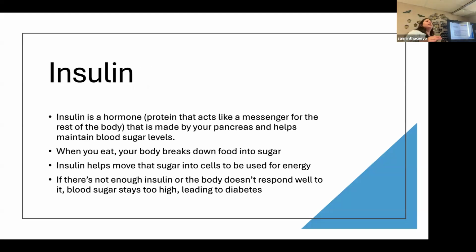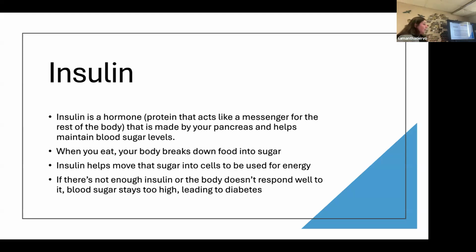Does anyone know what insulin is? What is it? Okay. And does anyone know what it does in your body? Okay, it's great. So insulin is a hormone, like you're saying, which is a protein that acts like a messenger for the rest of your body. It's made by the pancreas, and it helps regulate your blood sugar levels.